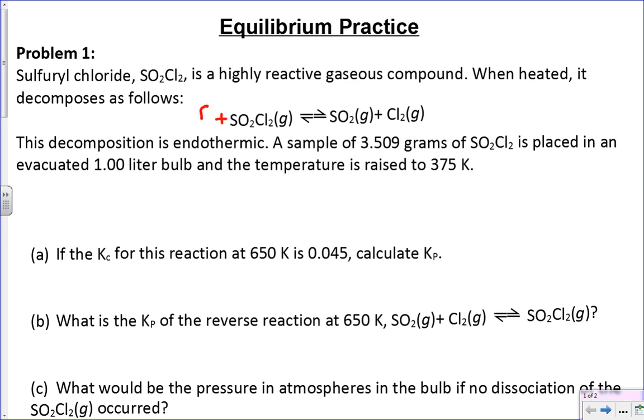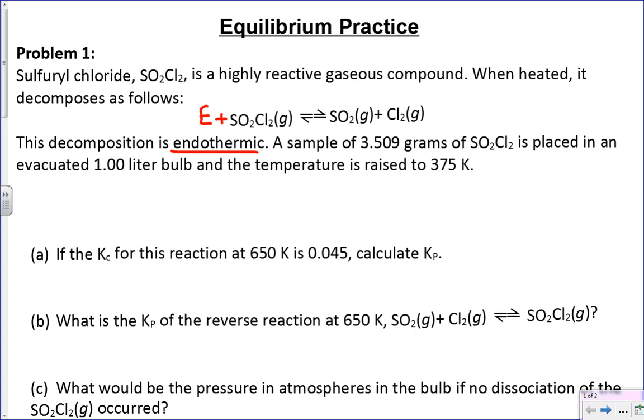So one of the things I want to note right away before we jump into the problem is what that means. Well, if it's endothermic, that means energy is on the reactant side, and we have to add energy to react SO2Cl2 to make those products, SO2 and Cl2. So that's something that may be useful later on. So I want to notice that right away.